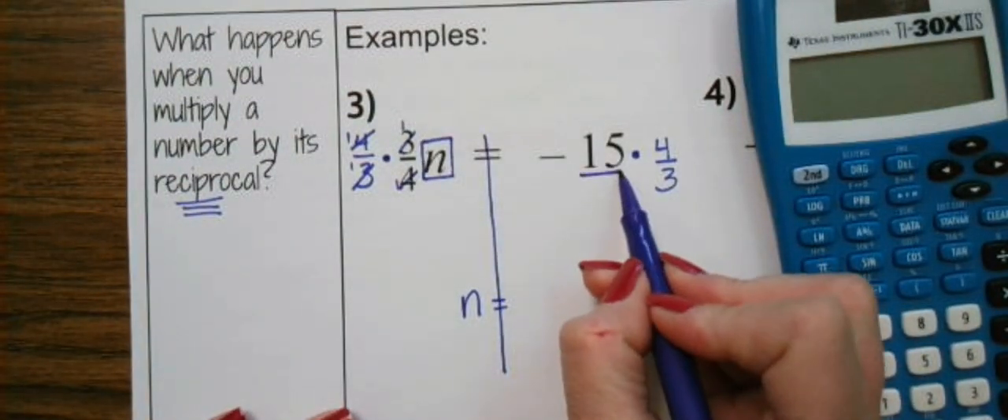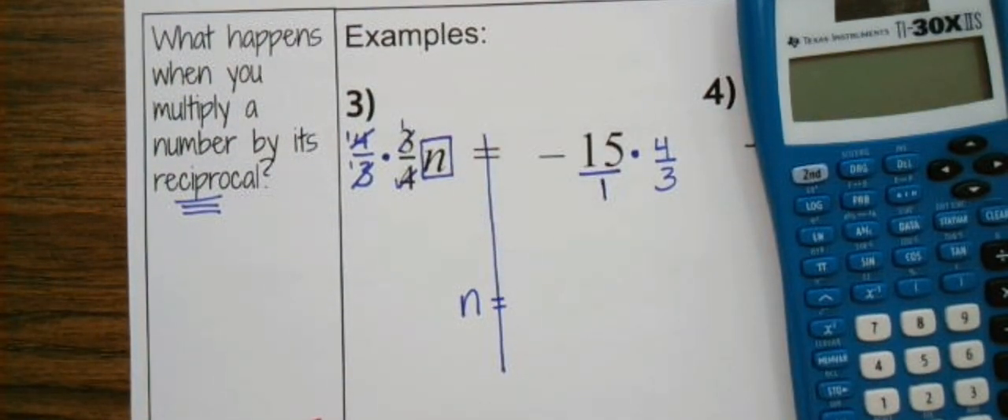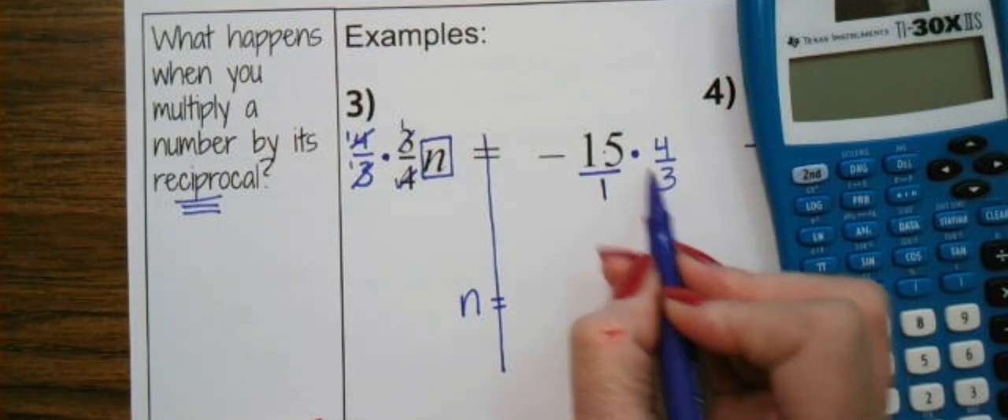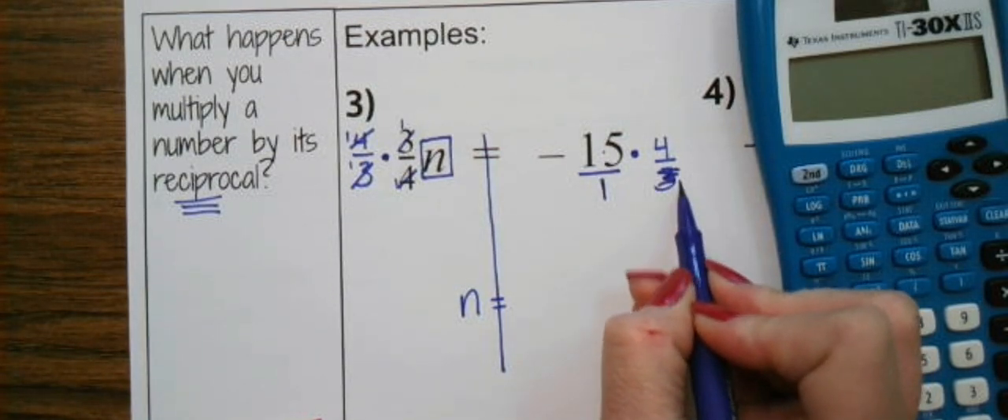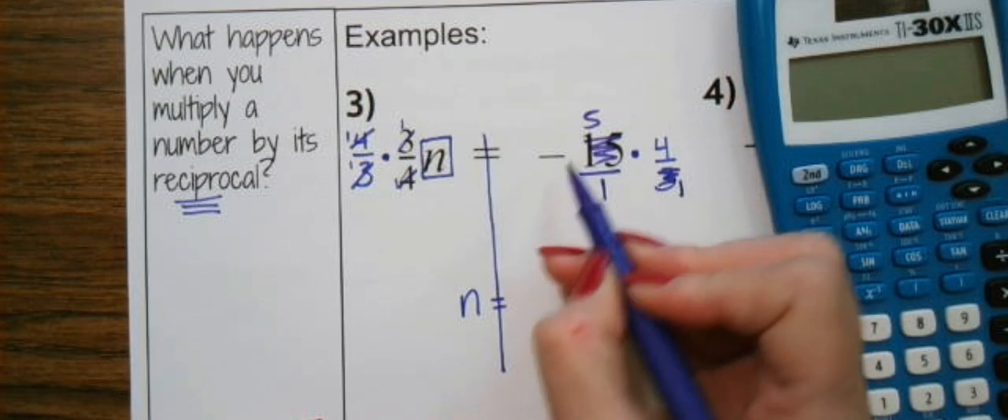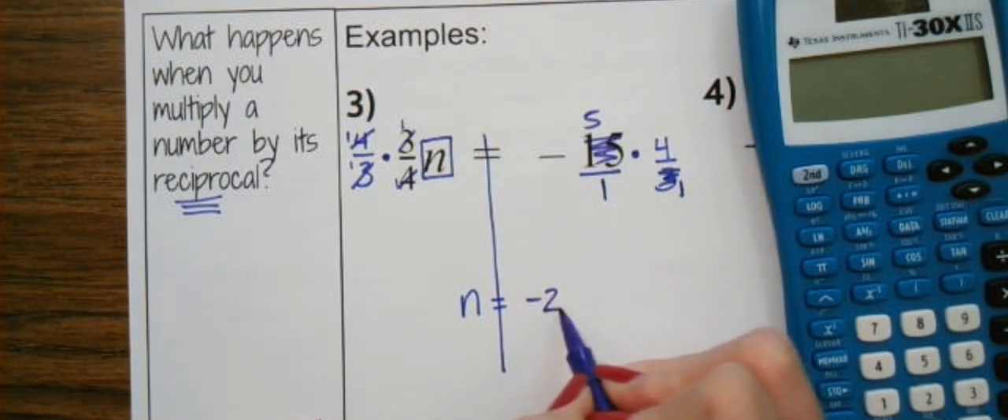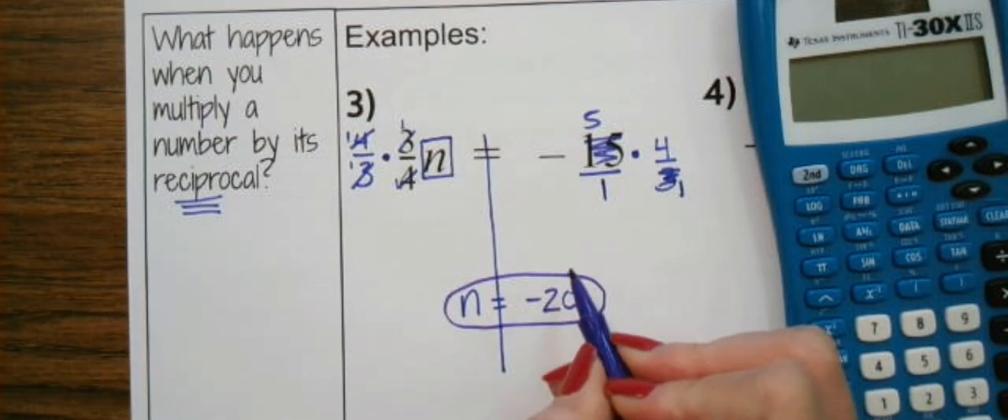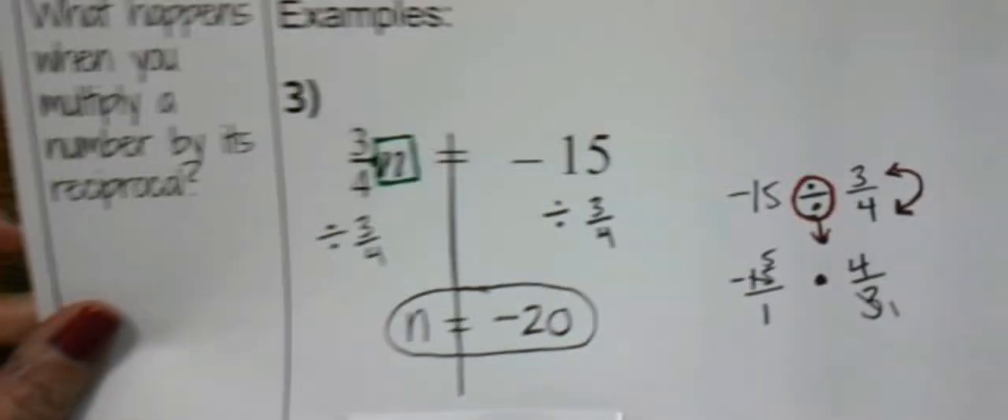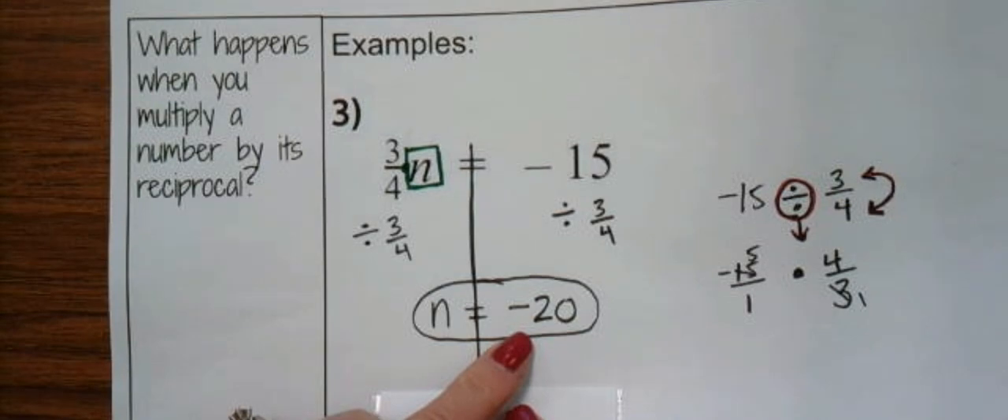So I need this 15 to become improper. Now let's simplify before we multiply. 3 and 15 are both divisible by 3. Divide by 3, I get 1. Divide this by 3, I get 5. And then I'm taking negative 5 times 4, and that's going to give me negative 20 for my answer, which is the exact same answer we got over here when I did this one, negative 20.